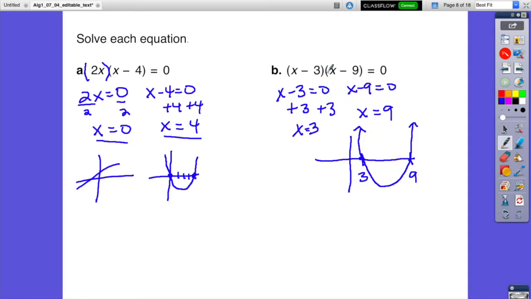Really, to make it easier, I want you to take a look at the binomial and think, what number do I need to put here for x that's going to make this whole solution inside here 0? Well, it's positive 3, because 3 minus 3 equals 0. Again, what number am I going to put inside this binomial to make it 0? It's going to be positive 9, because 9 minus 9 equals 0. That's how we got our answers.